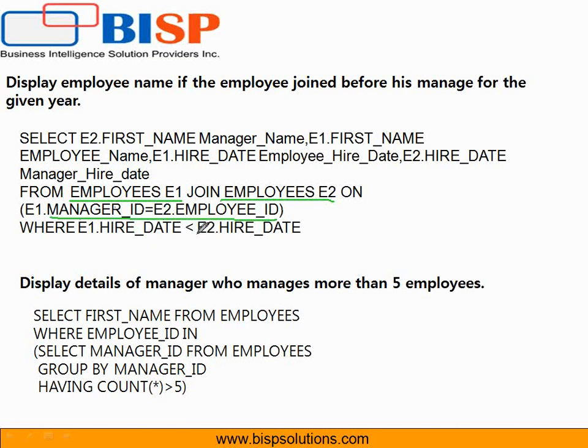Where the manager was hired before the employee, so I've made the manager's hire date lesser than the employee's hire date. And here I'm going to display manager name, employee name, and other details of the employee, their hiring details, and so on. This is one way of solving this problem. There's another way of solving this problem by using self join.